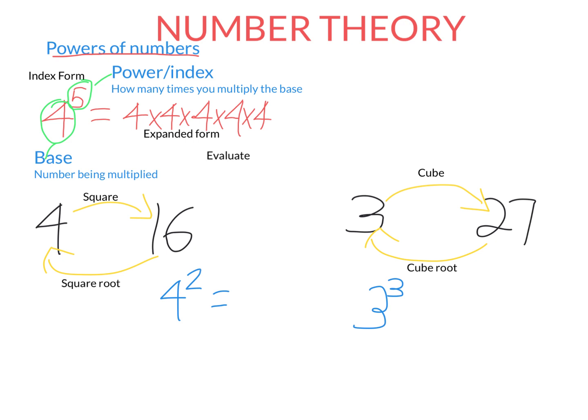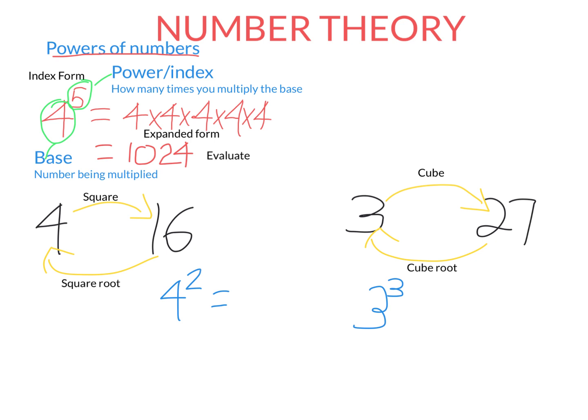Now, if you're asked to evaluate this, this means just tell me what it equals. Give the number. So 4 to the power of 5 is 1,024. So please make sure you understand 4 to the power of 5 does not mean 4 times 5, which is 20. A lot of people make that mistake. It means you multiply the base by itself this many times.